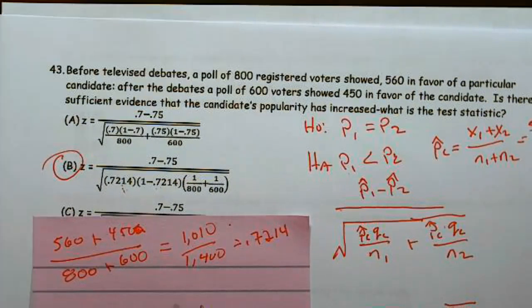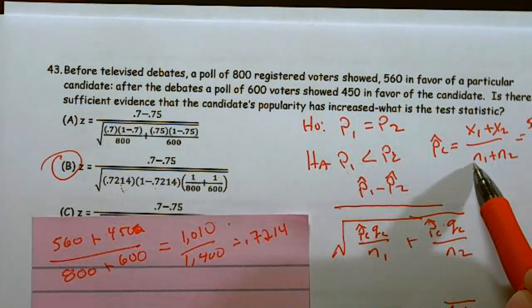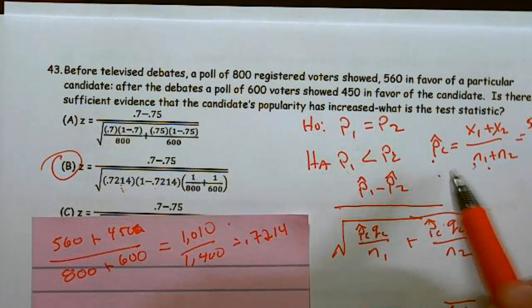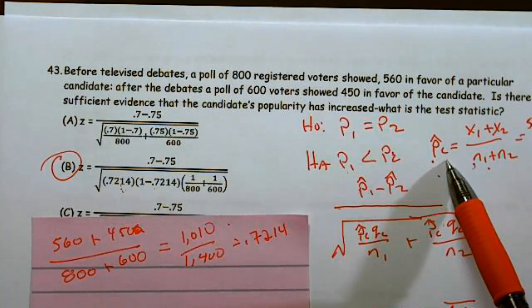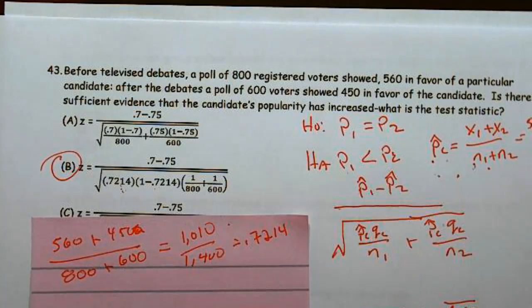Please remember, we only use this formula for two sample proportions. We only use p hat c for two sample proportions. We only pool, which is what this is, when we're doing two sample proportions, and we only do it when we're doing a hypothesis test. We do not do it for confidence intervals. We only do this for hypothesis tests for two sample proportions.